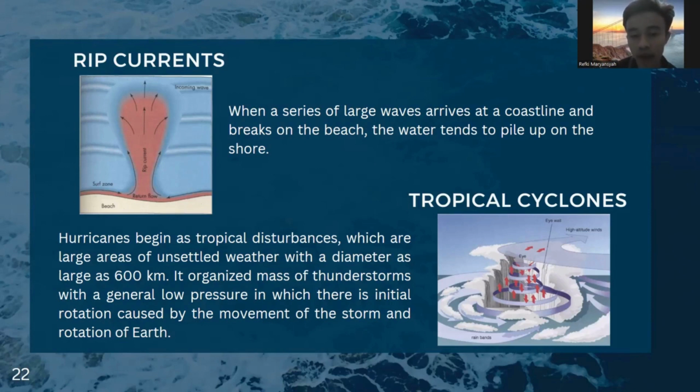And the last one is tropical cyclone. If it happens in the Pacific, we call it a tropical cyclone, and when it happens in the Atlantic, we call it a hurricane. Hurricanes begin as a tropical disturbance, which is a large area of unsettled weather with a diameter of about 600 kilometers. It is an organized mass of thunderstorms with a general low pressure in which there is initial rotation caused by the movement of the storm and rotation of the earth.